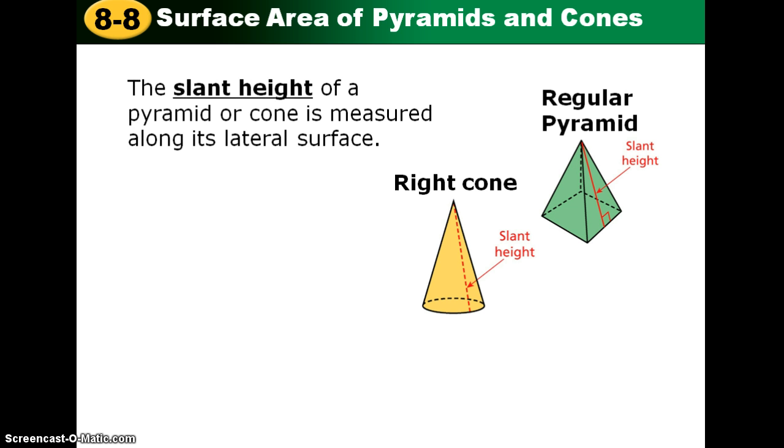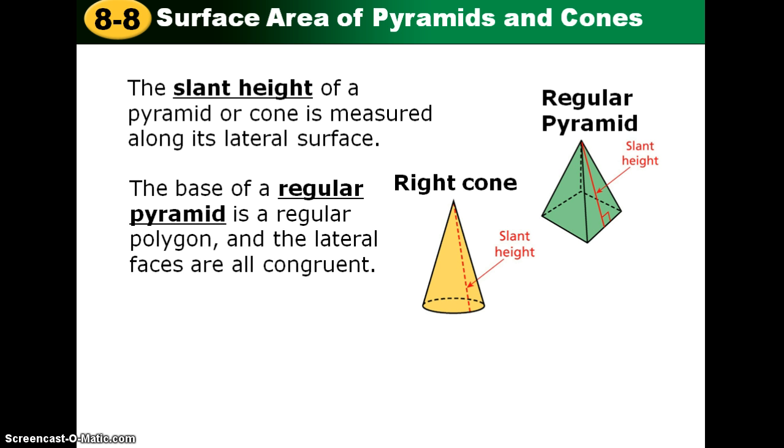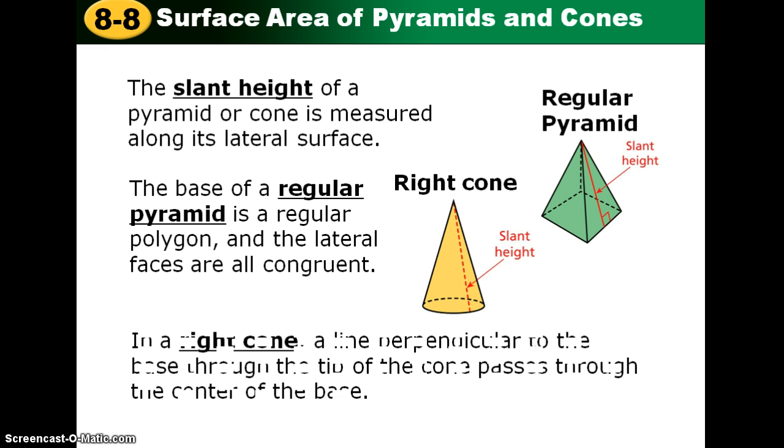Let's look at those terms more closely. The slant height of a pyramid or cone is measured along its lateral surface. That means it's measured on the outside. The base of a regular pyramid is a regular polygon, and the lateral faces are all congruent. In a right cone, a line perpendicular to the base through the tip of the cone passes through the center of the base.